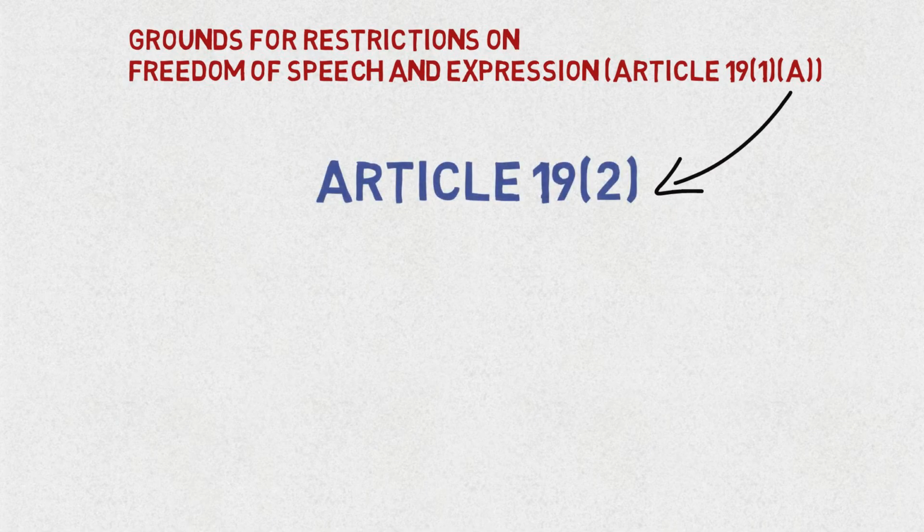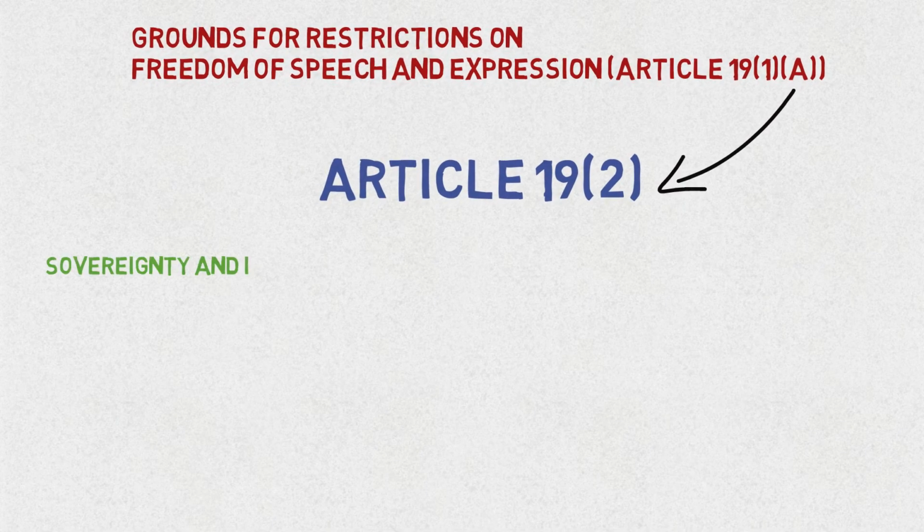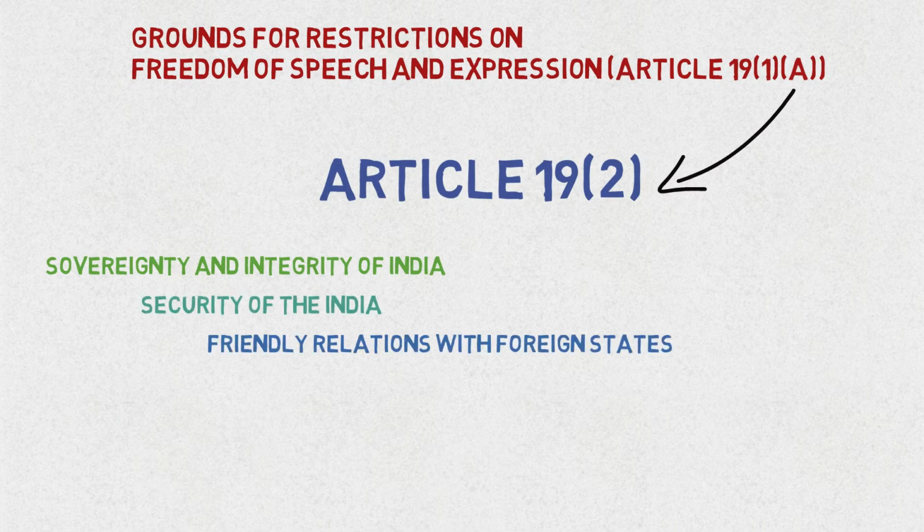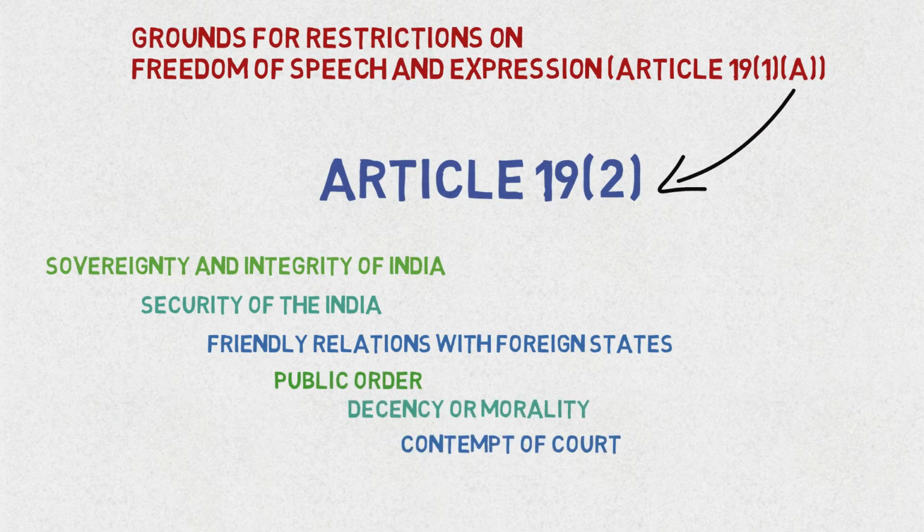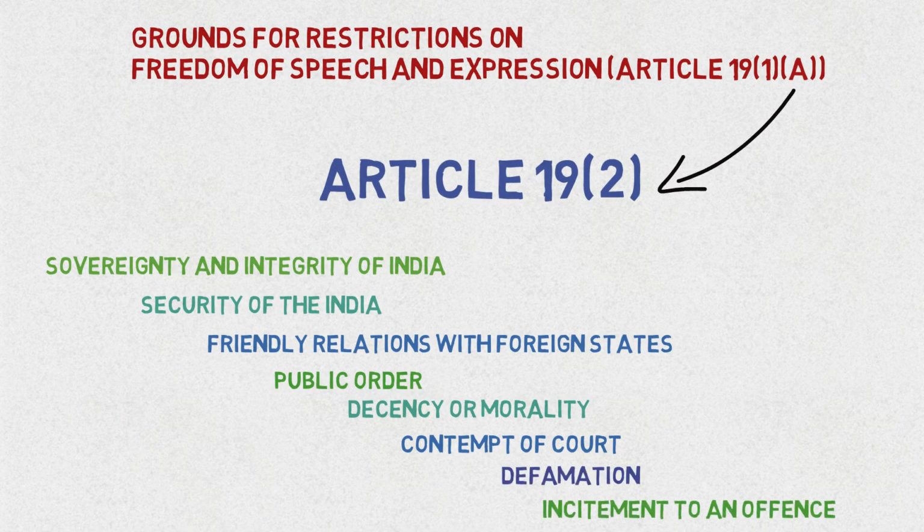According to Article 19 Clause 2, the state can impose reasonable restrictions on the exercise of the freedom of speech and expression on the grounds of sovereignty and integrity of India, security of the state, friendly relations with the foreign states, public order, decency or morality, contempt of court, defamation, and incitement to an offense.